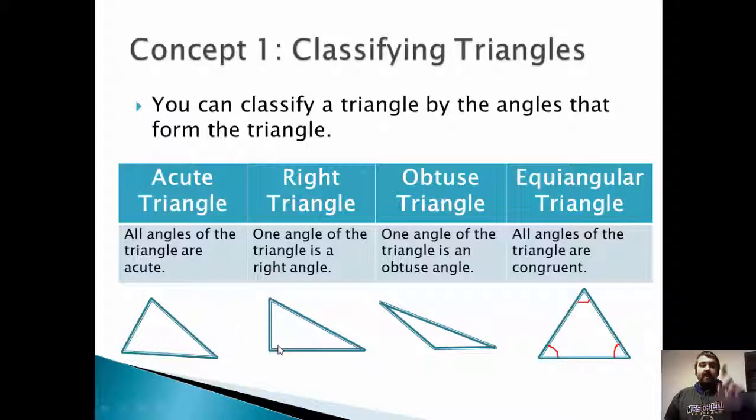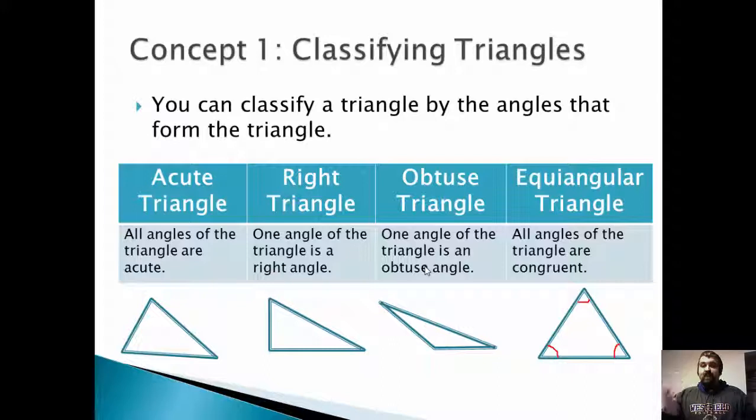This one here, one of the angles, and only one of the angles will be a right angle. This triangle is a right triangle because this angle right here ends up being a right angle. I didn't mark it. I should have. And the last unique one is obtuse triangle. One of the angles and only one is obtuse. The other two will be acute. In both the right triangle and obtuse triangle, this is true.